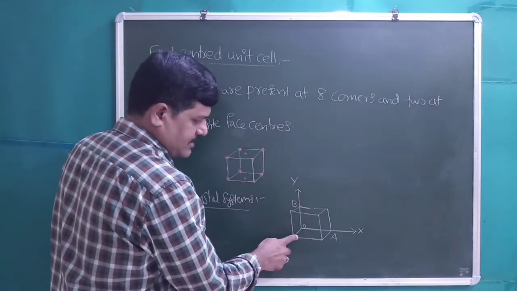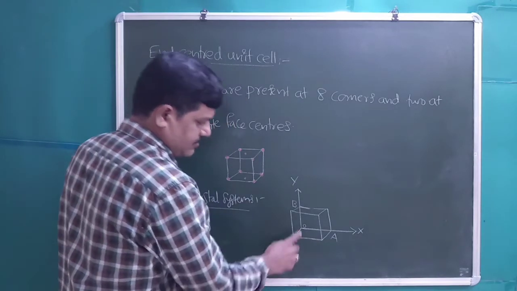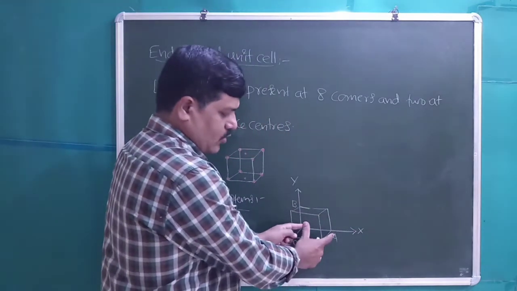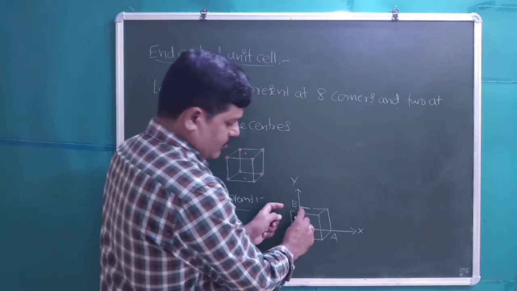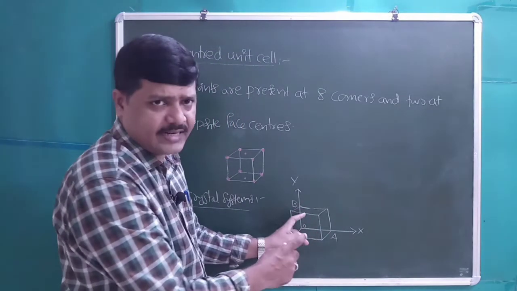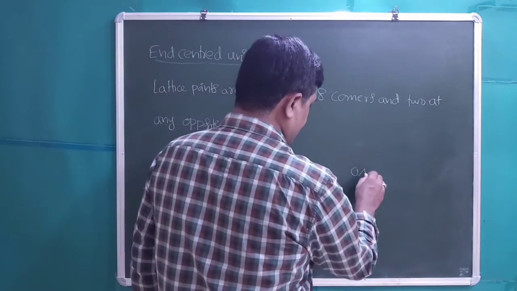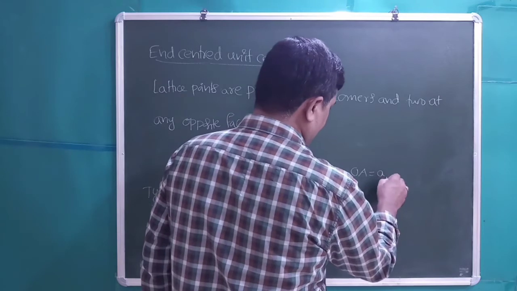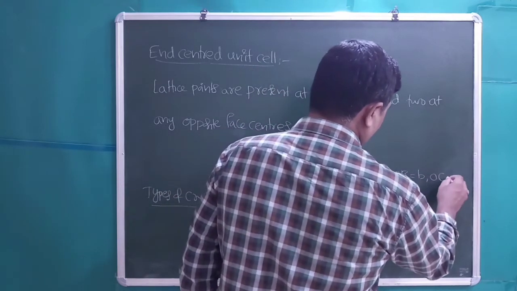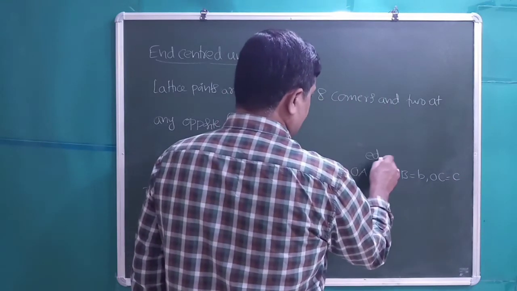And this point on the z axis is indicated with the C, OC. Here, students, OA, OB, OC are called edges. Edges are edge lengths, right? So OA is equal to small a, OB is equal to small b, OC is equal to small c. These are called edges.